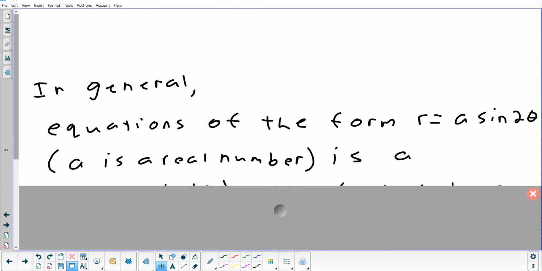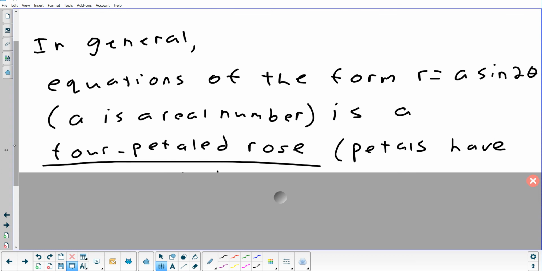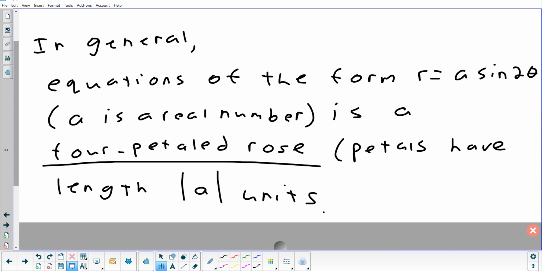And the first one we did was called a 4-petaled rose. That's the name of that graph. Each petal has a length of whatever the absolute value of the number in front is. And if you're wondering what would happen if you make the number in front a negative, try it. See what happens. We've put negatives in front of graphs before, so you should know what a negative would do. But the absolute value of the number in front is the length of the petal.